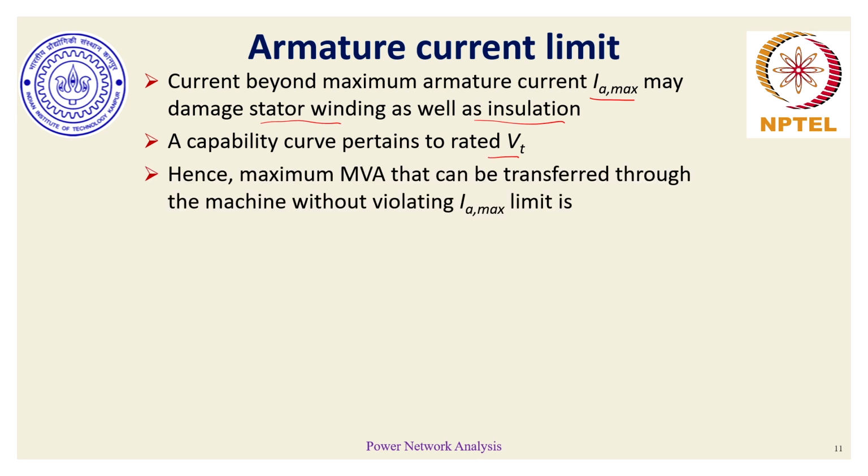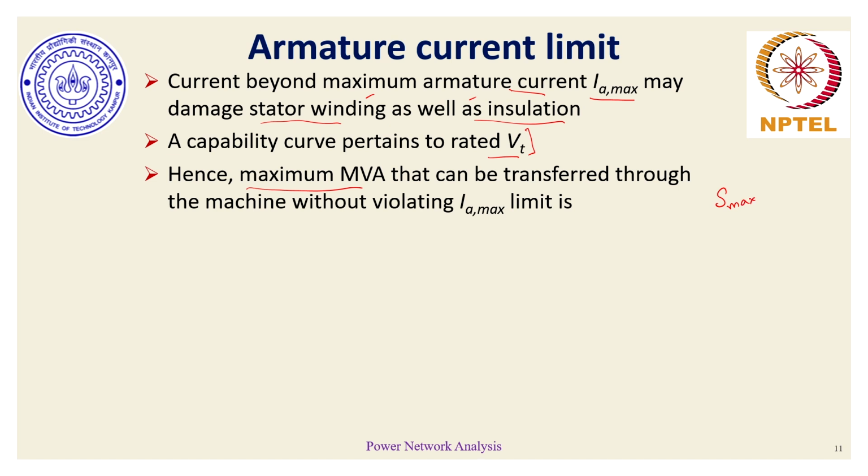So this armature current limit in a way can be attributed to the maximum MVA that the machine can transfer without violating, disturbing or damaging the winding or the corresponding insulation. So if Ia max is defined by the manufacturer and Vt, the terminal voltage, is known from the operation perspective or the synchronization perspective of a synchronous generator, we can have the maximum MVA as S max.